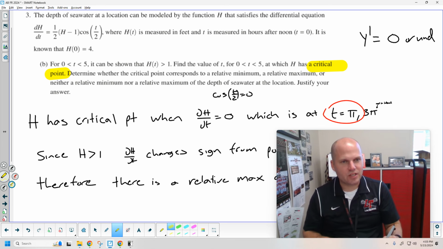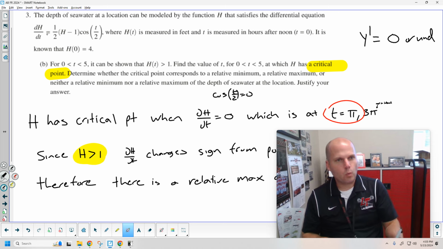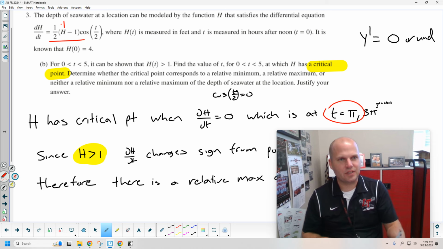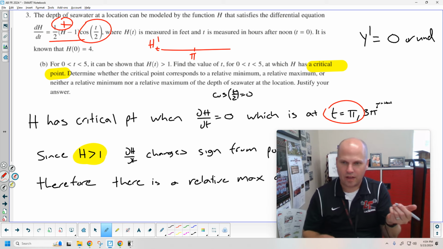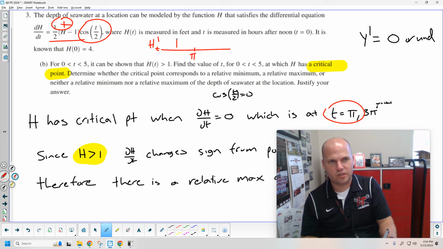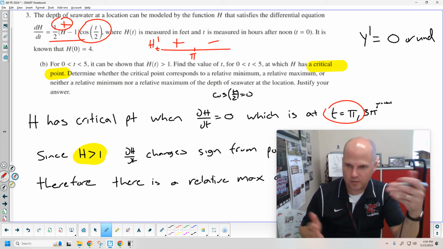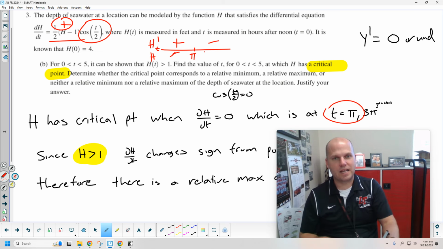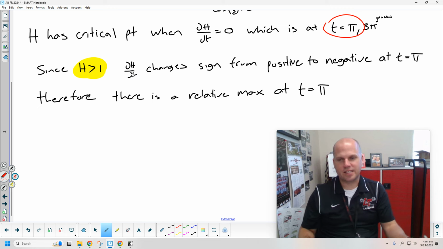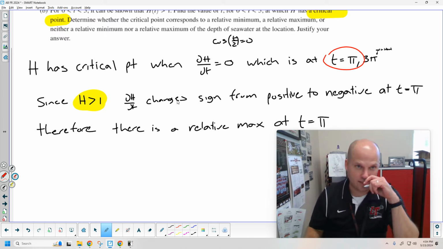Since H is bigger than 0, this is when this comes into play. We know that this piece has to be positive, which means if we're looking at H prime signs around certain T values like pi, we know that this is positive and this can change signs. Well, we know that the cosine is positive in the first quadrant before pi over 2. Cosine is negative in the second quadrant after pi over 2. So that's how I know we must have a max. So I say since dH dt changes sign from positive to negative at t equals pi, there must be a relative max at t equals pi.